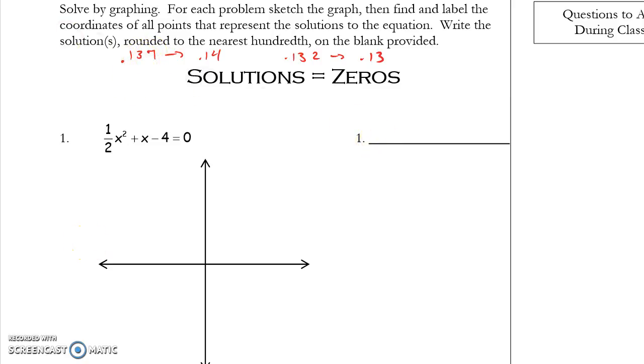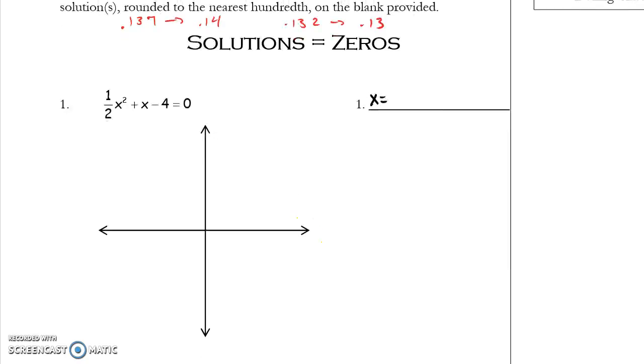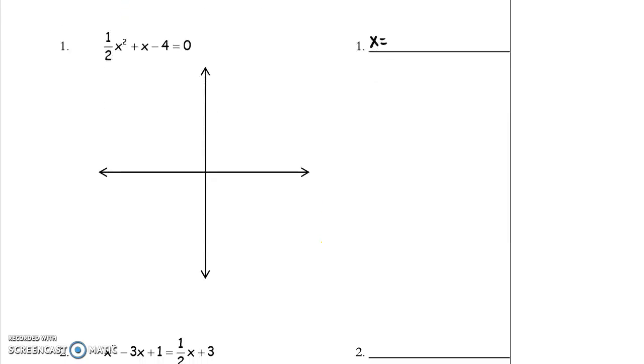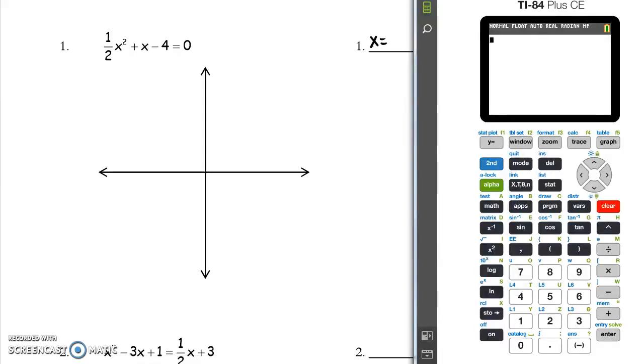And when we write our solutions, this time it's not ordered pairs. We're actually going to write x equals whatever our solutions are, whatever the x coordinate is of that zero. So, without further ado, let's take a look at the first example. I'm going to go through the graphing calculator part fairly quickly. We've done this stuff quite a bit throughout the year.